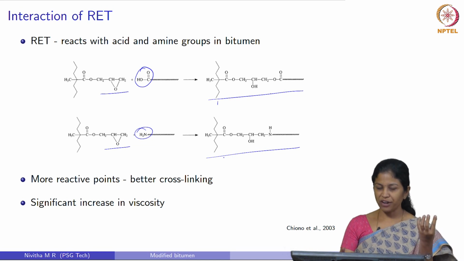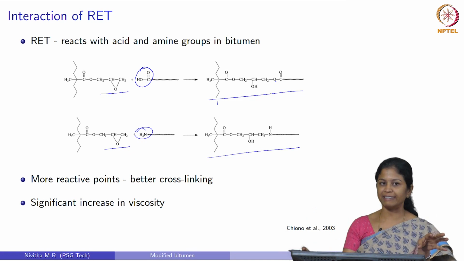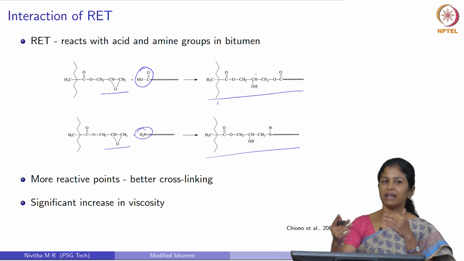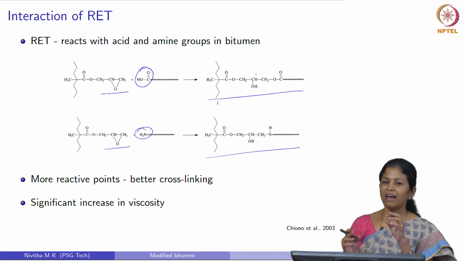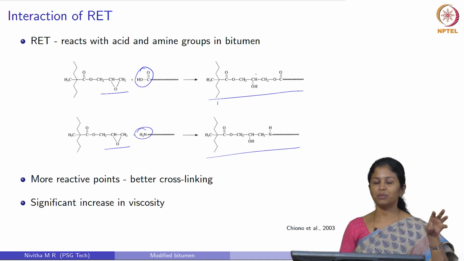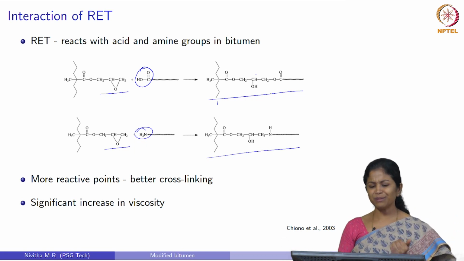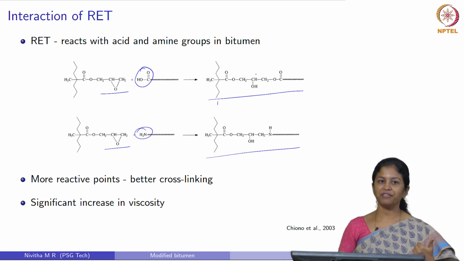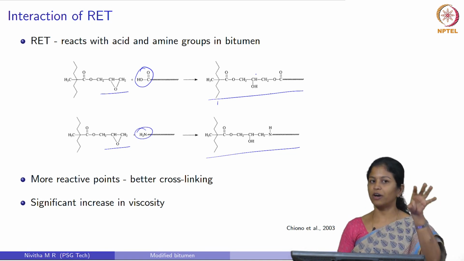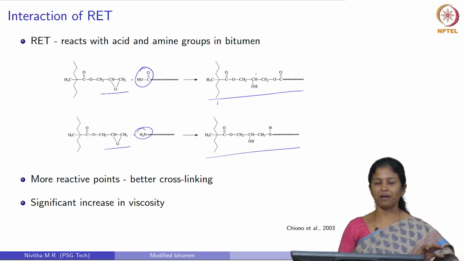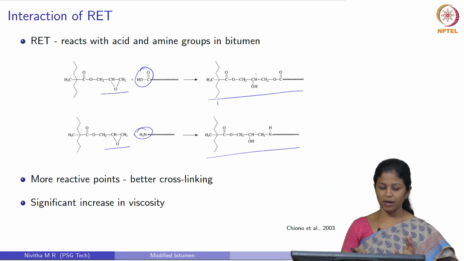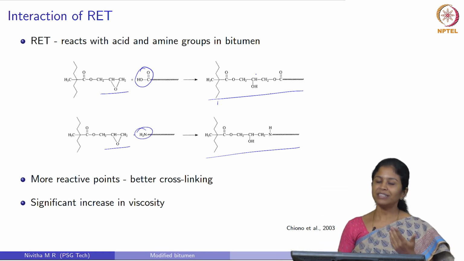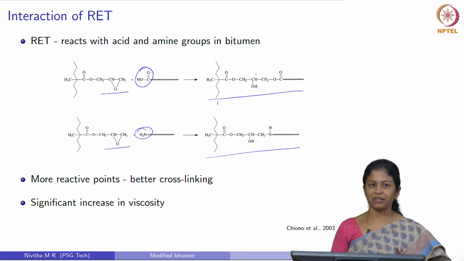So, the modifier and bitumen are now chemically cross-linked. They are no more two different entities. There is some chemical cross-link between them. So, this chemical cross-link can happen at a number of sites. So, we have a number of molecules in bitumen with COOH functionality. Similarly, we have a number of molecules in bitumen with amine functionality. So, this modifier can interact with a number of carboxylic acids and a number of amine groups and form a number of chemical crosslinks.